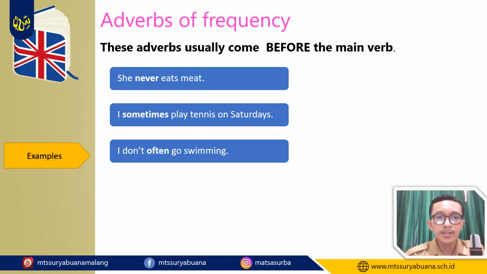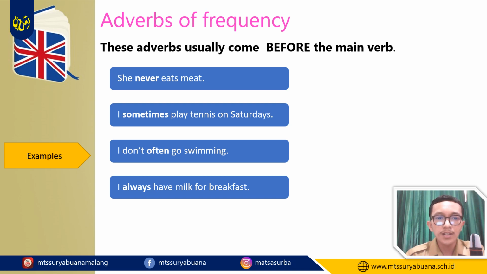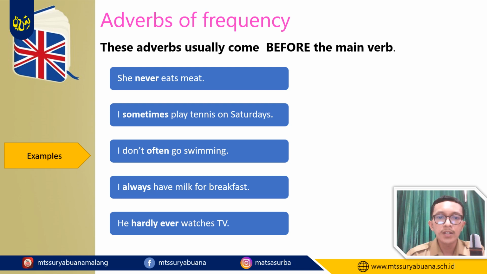Okay, the third example, I don't often go swimming. The same as the previous example, the adverb comes before the verb. Okay, the fourth example, I always have milk for breakfast. And the last one, he hardly ever watches TV. I already put the bold form here. This is the adverb of frequency.